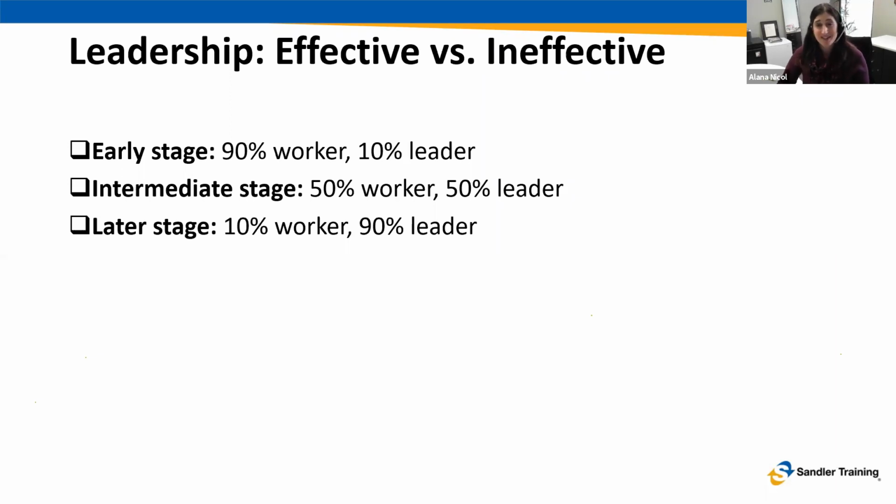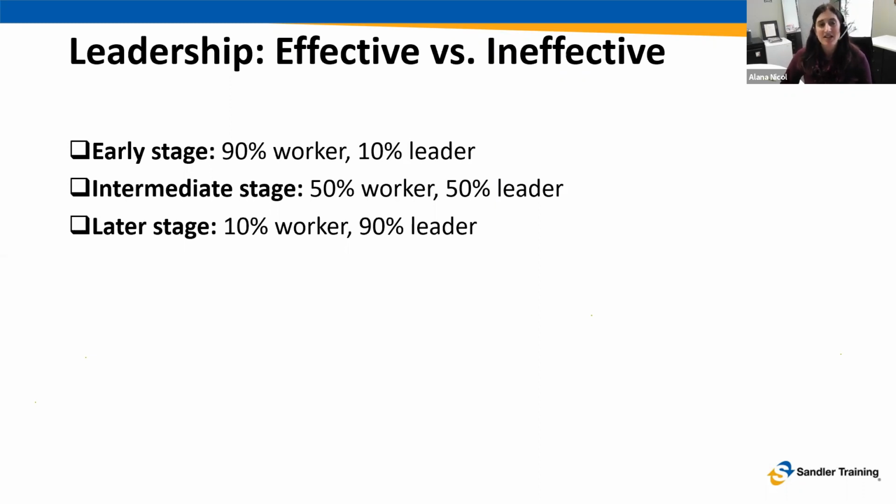And you're only doing 10% leading because chances are you don't have that many people to lead, and you're really capable and the best on the team at the doing, so you do that more often than leading. Then we transition to that intermediate stage, and at this point we should be doing 50% of the time and leading 50% of the time, and then a late established organization should be 10% doing and 90% leading.